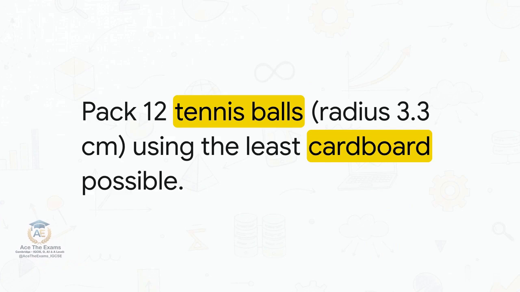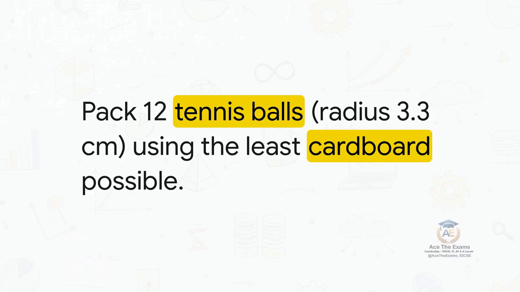Here is the scenario, derived straight from our core source material. A sports manufacturer is packing tennis balls. These spherical balls have a precise radius of 3.3 centimeters. That means each ball has a total diameter of 6.6 centimeters. The manufacturer needs to create a cuboidal container, which is basically just a standard rectangular cardboard box with a lid, that is designed to hold exactly 12 of these tennis balls.